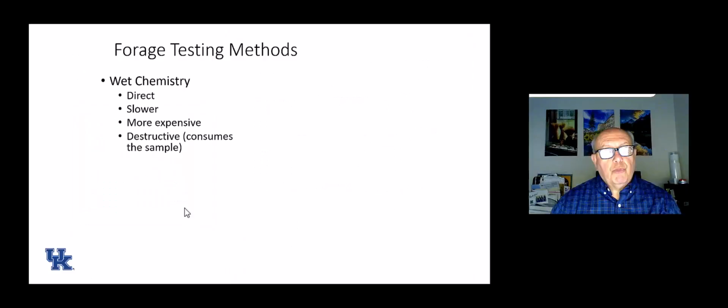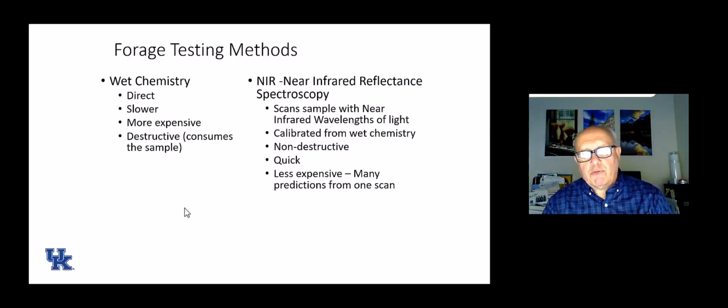Now, there are two main ways to estimate forage quality. Wet chemistry, which is direct, it's slower, it's more expensive, and it's destructive in that it consumes the sample as we process it in the lab.